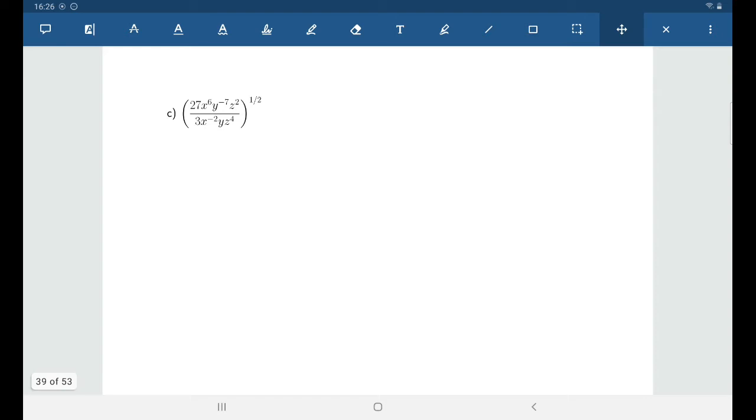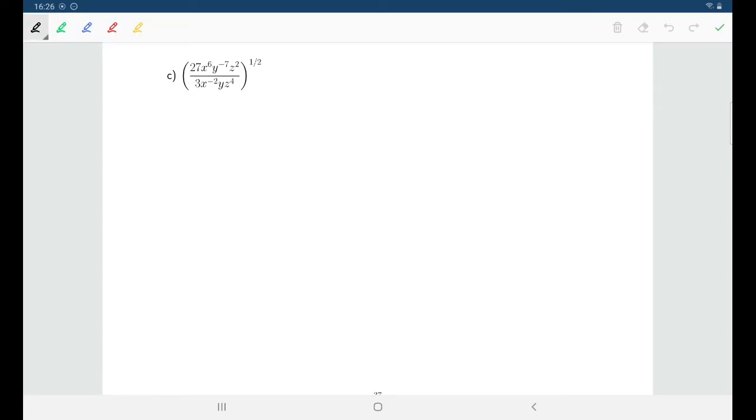All right, something like this. Again, I'm going to simplify inside of my brackets first before I deal with that power of a half. So inside my brackets, I've got 27 divided by 3, which is 9. I have x to the 6 divided by x to the negative 2. That's x to the 6 minus negative 2. I've got y to the negative 7 minus 1, because it's divided by y to the 1. I have z to the 2 minus 4. And all of that will be raised to the power of a half.